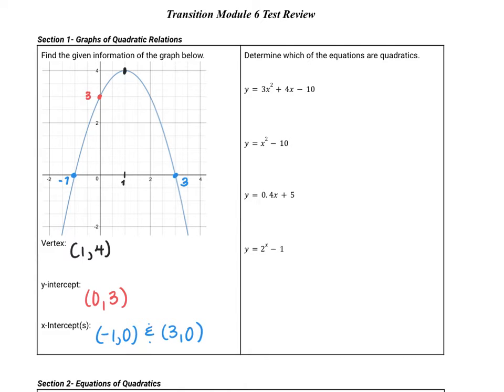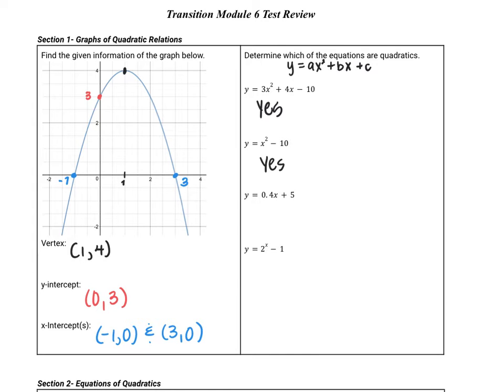The second problem we're looking at says to determine which of the equations are quadratic. Quadratics are of the form y equals ax squared plus bx plus c. So that first one, y equals 3x squared plus 4x minus 10, is the exact form we talked about. So this one is a quadratic. Second one, we have y equals x squared minus 10. Even though it doesn't have that bx term, it has the squared term, which is the minimum requirement for a quadratic. So this is also a quadratic.